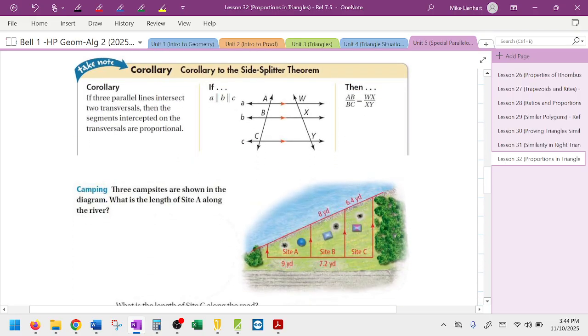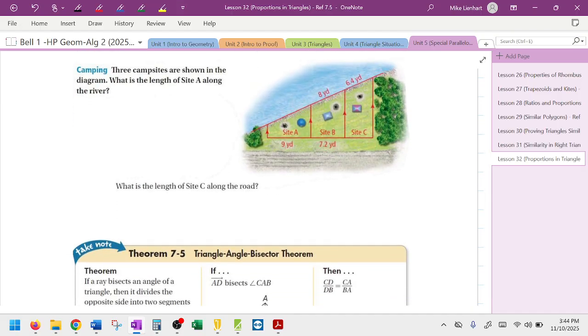Now, a corollary to the side splitter is what I like to refer to as three parallel lines cut by two transversals. And what I've noticed here is it still has the same effect as side splitter. The relationship between AB and BC has to be the same as the relationship between WX and XY. And that's how they come up with this proportional relationship. It's basically like taking a triangle, and instead of it coming to a vertex up here, we just have another side.